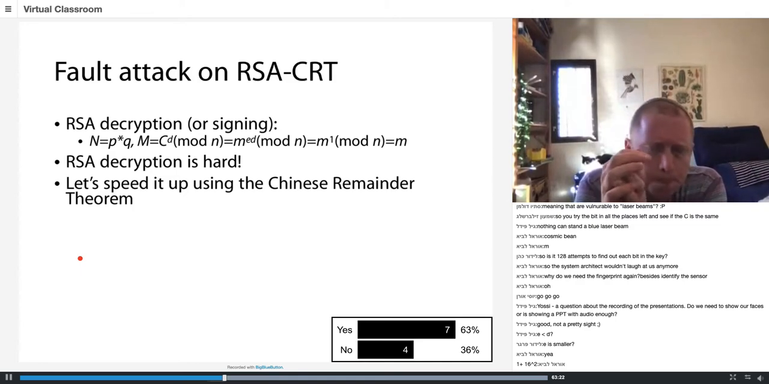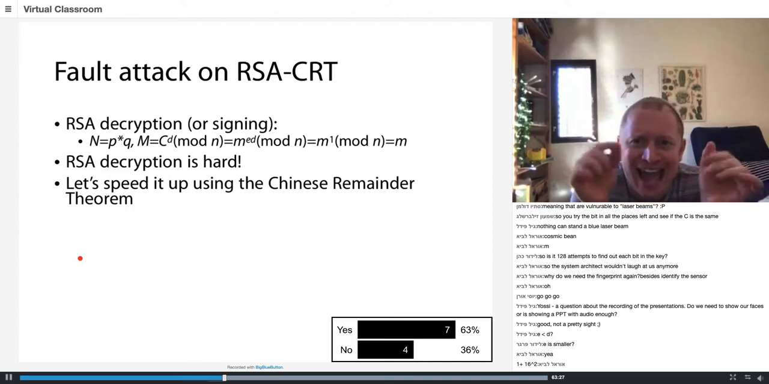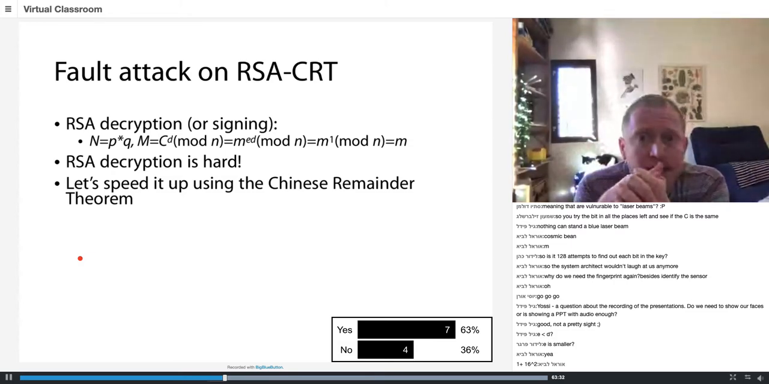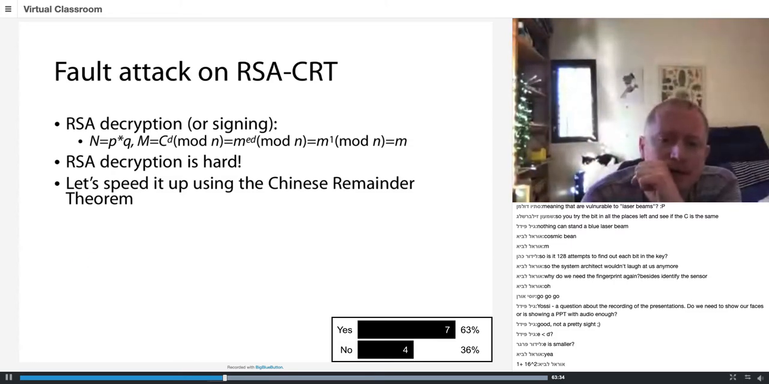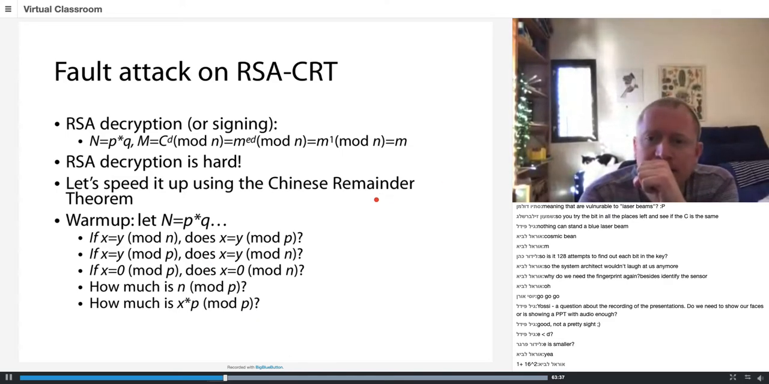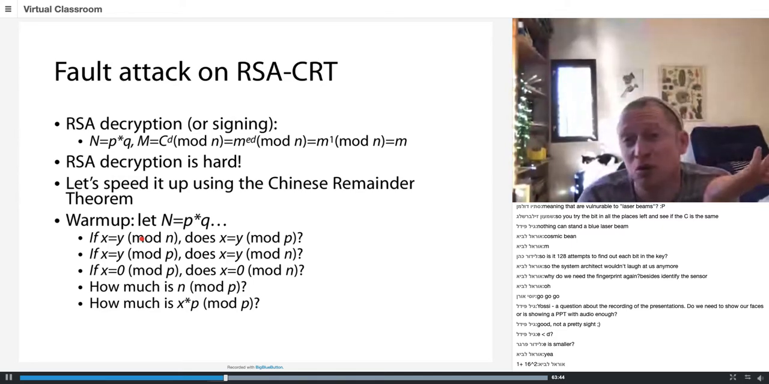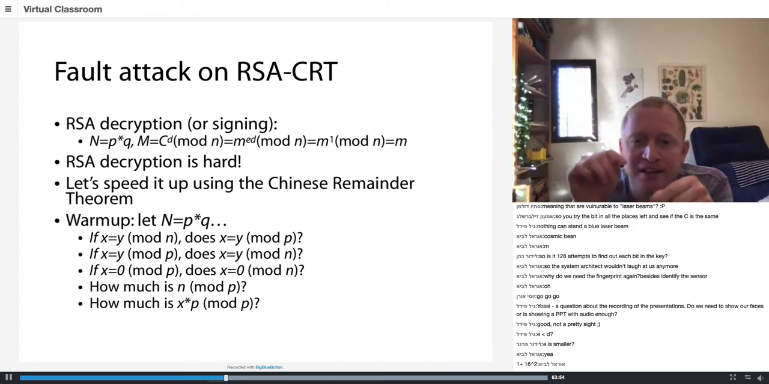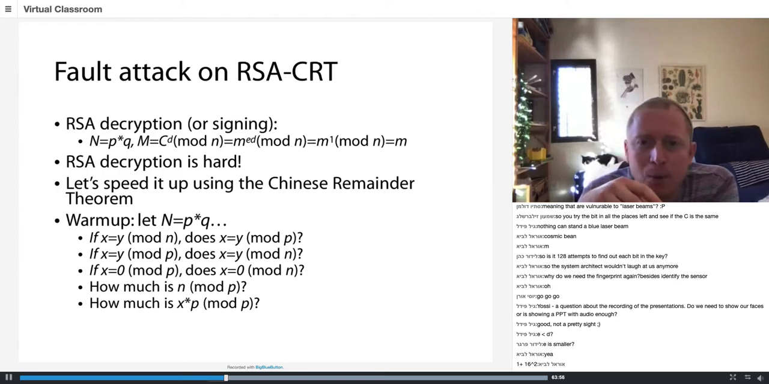So we have a prime P, a prime Q, and N, which is the multiple of P times Q, which is a composite number, not a prime. And now let's do the warm-up. So if X is equal to Y modulo N, X and Y are just numbers. Does X equal to Y modulo P? Yes or no? If X is equal to Y modulo N, does X equal to Y modulo P?